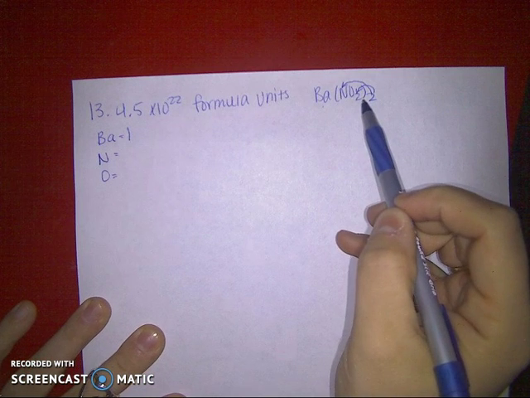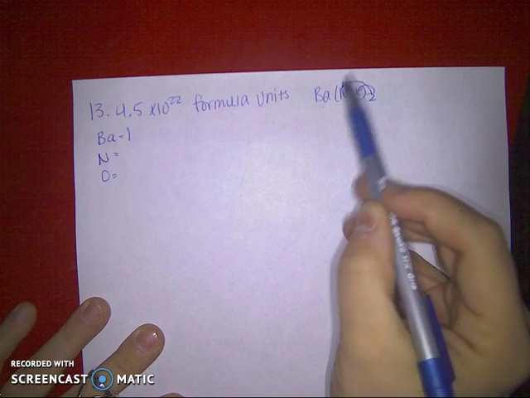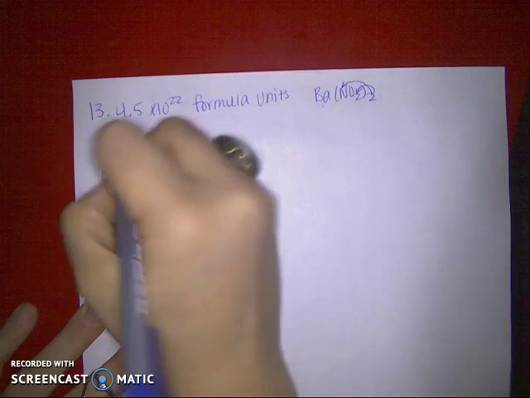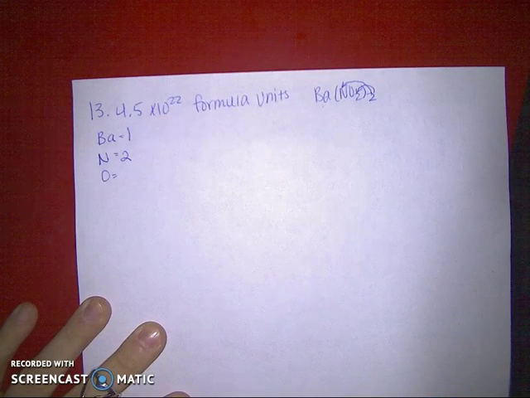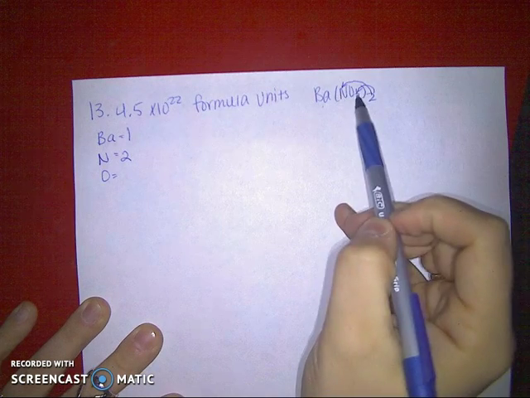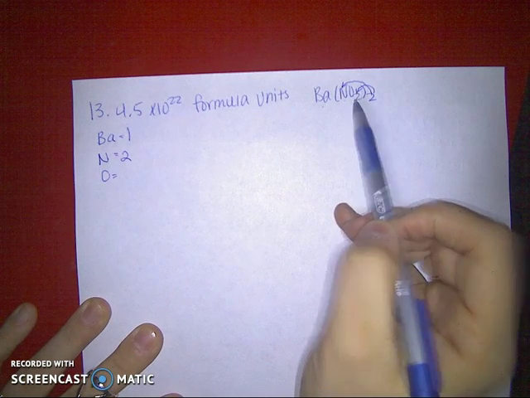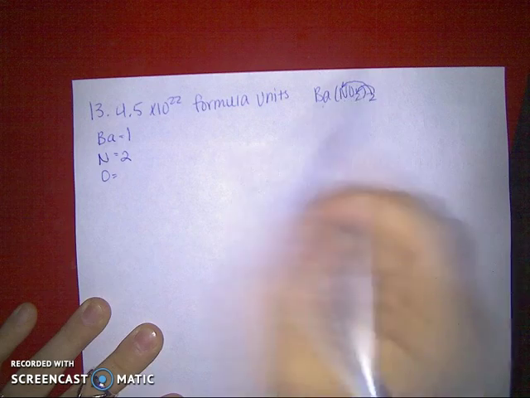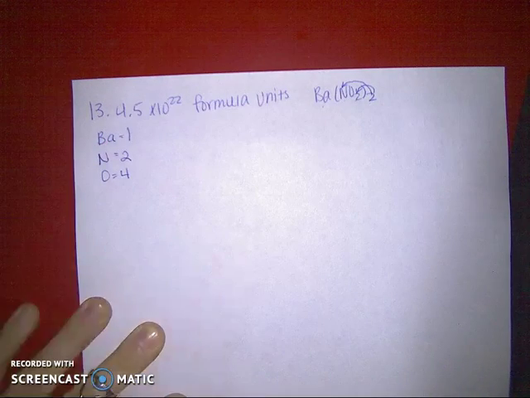Inside the parentheses, we see that there's only one N, so we're going to say 1 times 2, and that means that there's 2 N's present in this compound. Inside of the parentheses, we see that there's 2 oxygen. So we're going to multiply 2 times 2, and we figure out that there's 4 oxygen in this compound altogether.